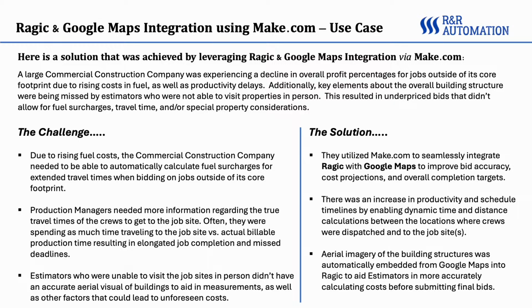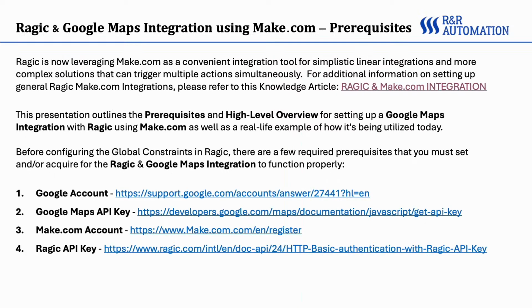The solution that was achieved utilizing Make.com allowed for them to seamlessly integrate Ragic with Google Maps to improve bid accuracy, cost projections, and overall completion targets. There was an increase in productivity and schedule timelines by enabling dynamic time and distance calculations between the locations where the crews were being dispatched and to the job sites. Additionally, aerial imagery of the building structures was automatically embedded from Google Maps into Ragic to aid estimators in more accurately calculating costs before submitting final bids.